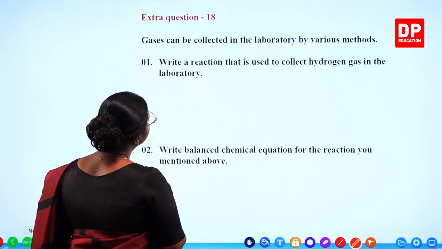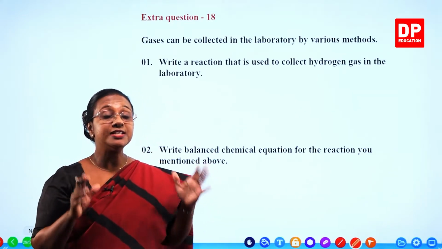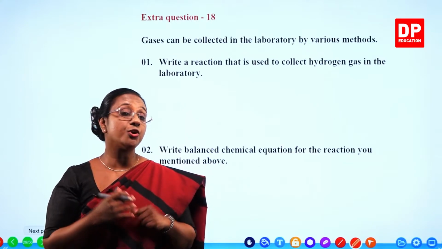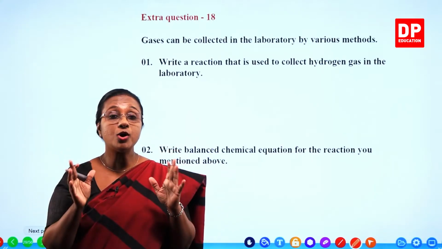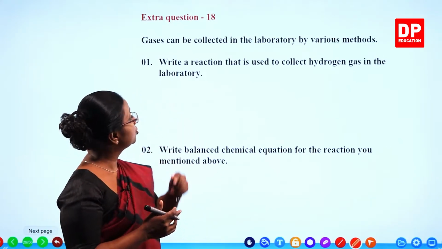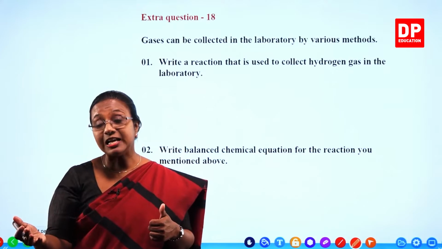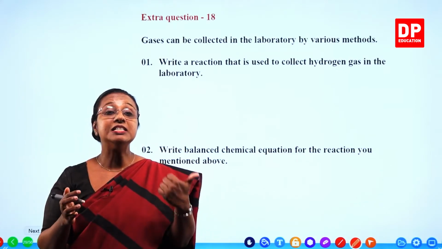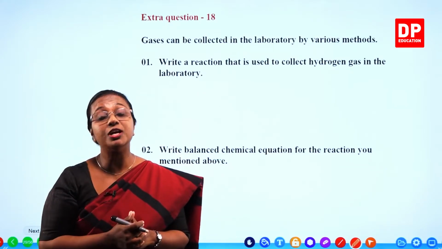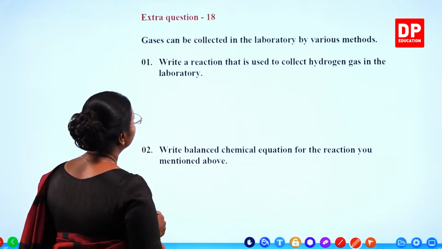So first question, write a reaction that is used to collect hydrogen gas in the laboratory. So here students, they have said write a reaction. They have not told you to write the balanced equation or to write the chemical equation. So they just want you to say what the reactants are and what the reaction would be. Normally a metal reacting with a dilute acid. So metals are usually zinc or magnesium. They can react with dilute hydrochloric acid or dilute sulfuric acid to produce hydrogen gas. So that is what you need to write here.